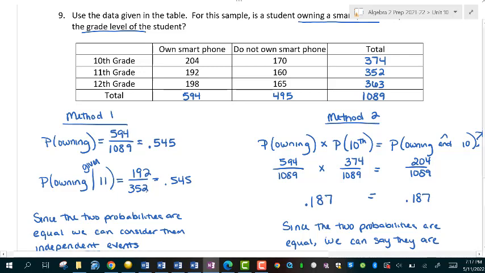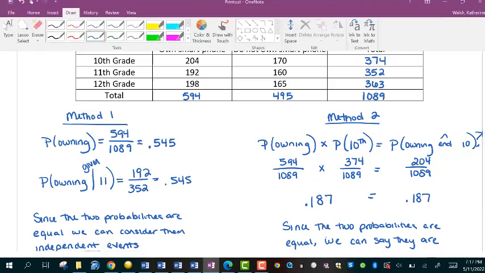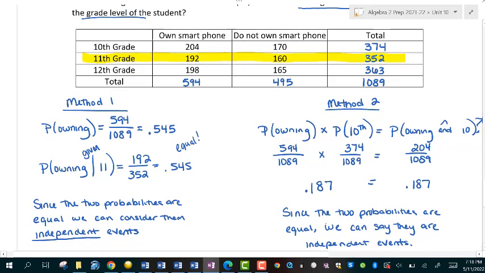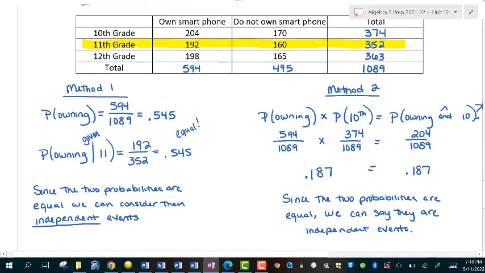So if I narrow it down to just those 11th graders, so out of the total of 352, 192 of them have a smartphone. That's a probability of 0.545. Because these two probabilities are equal, then we can say that they are independent events.